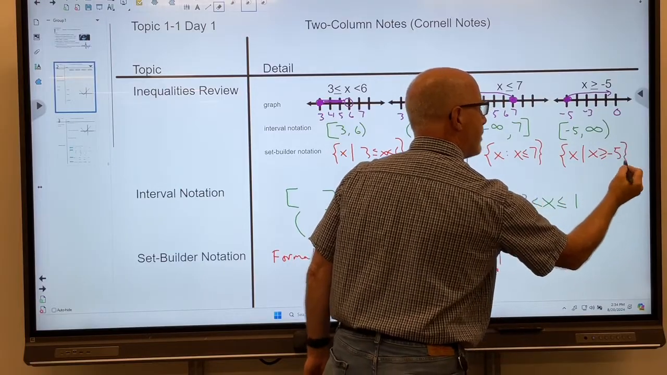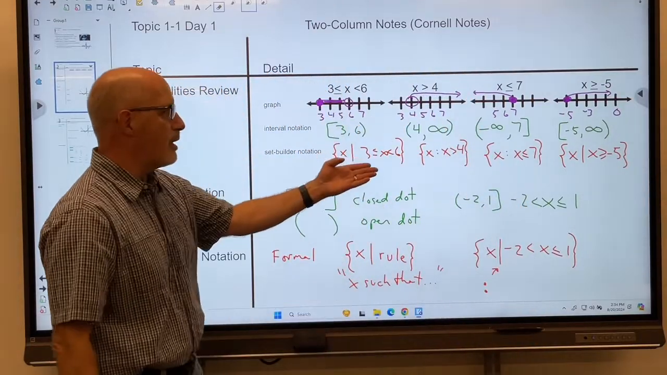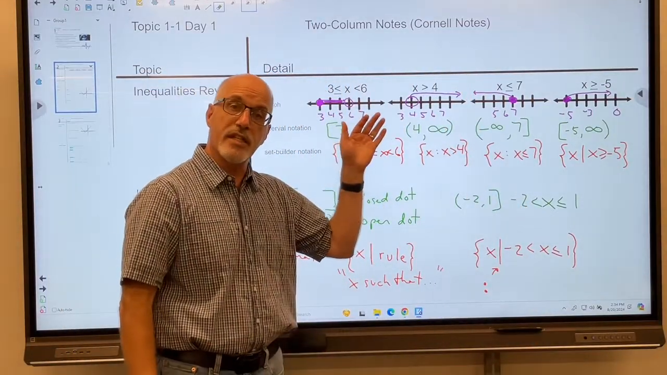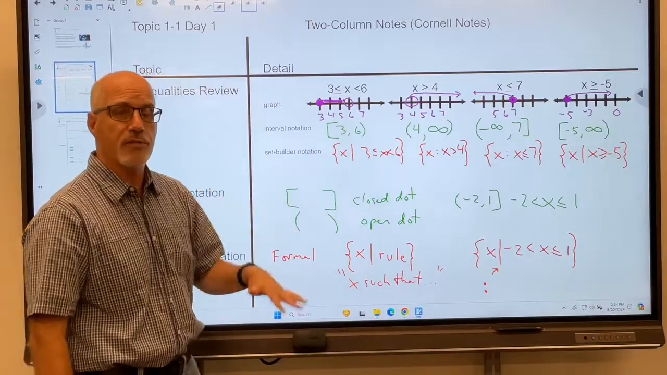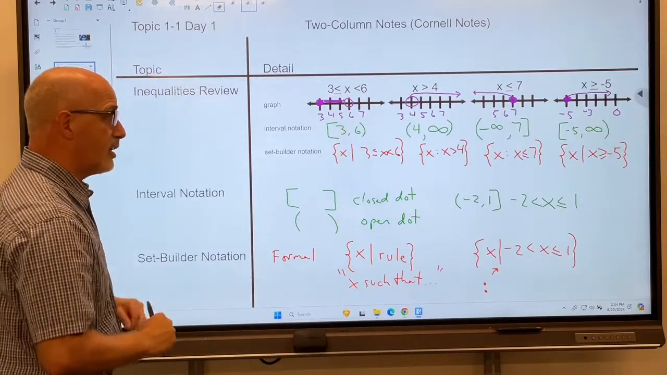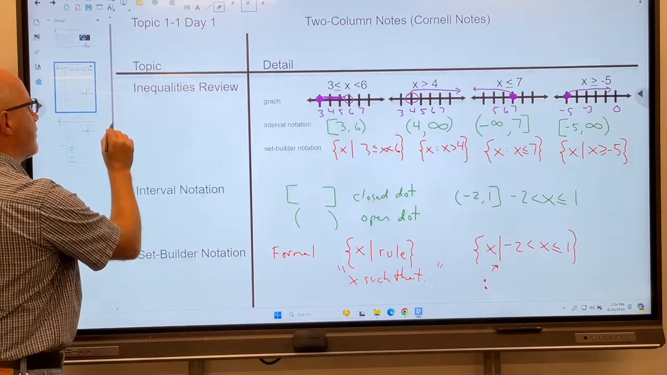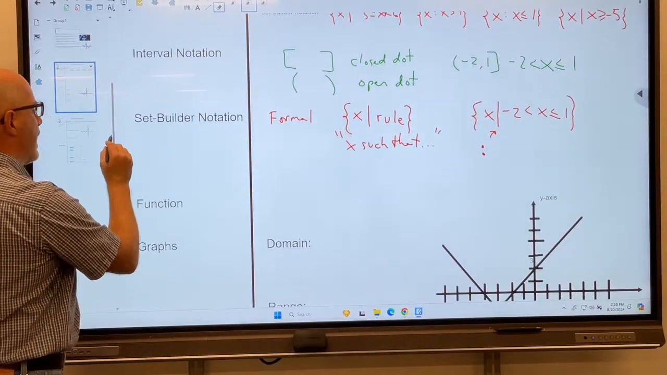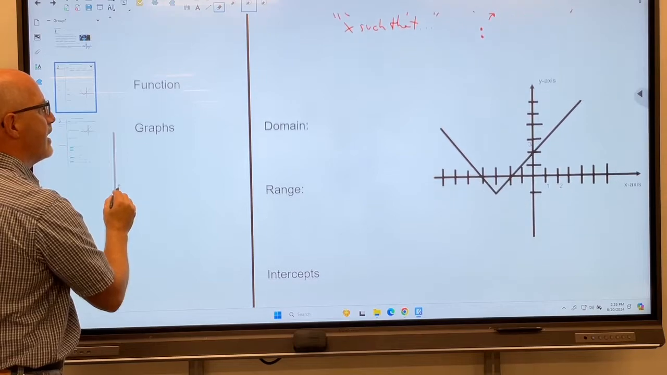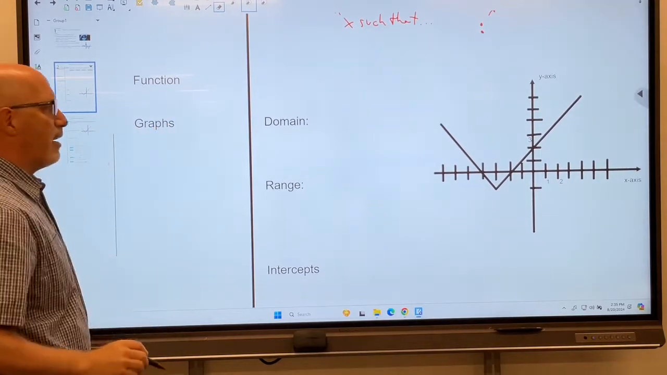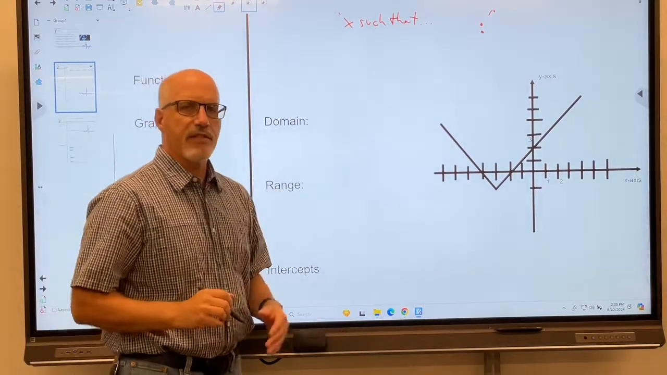Now what you will be expected to do is, given one of these, be able to convert it to the other. So we're going to do conversions between the two of those until you get used to both notations and how we use it. Now, let's move down here to an actual graph. Okay, we're going to talk about functions quite a bit. This graph is of a function.